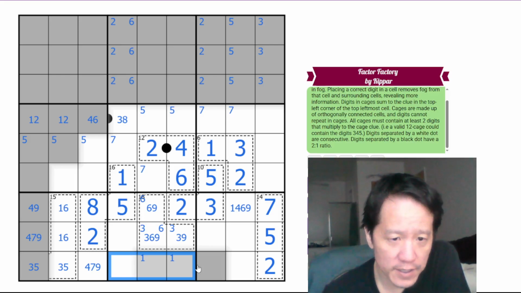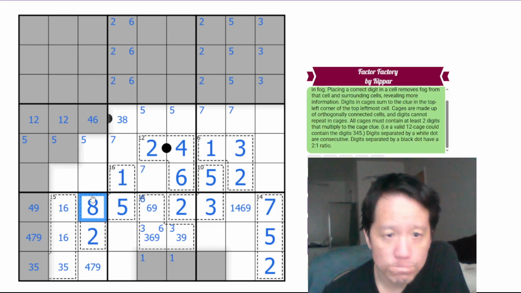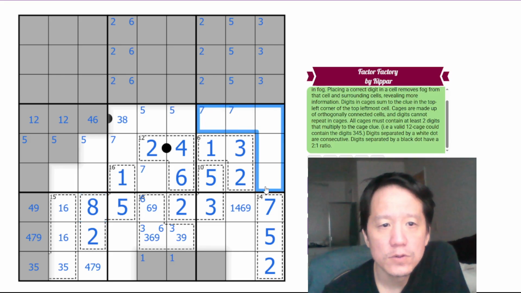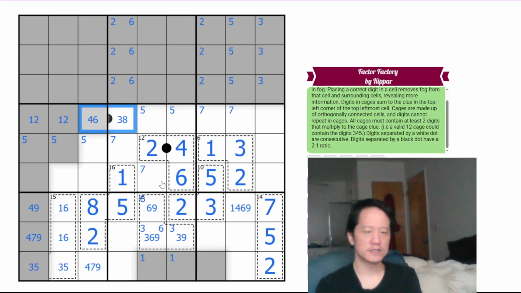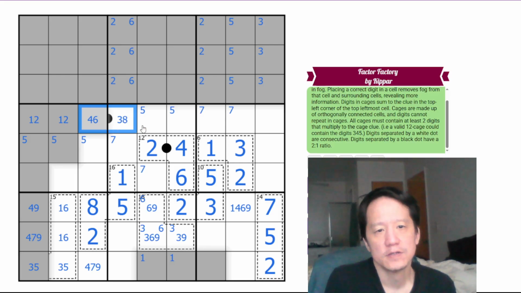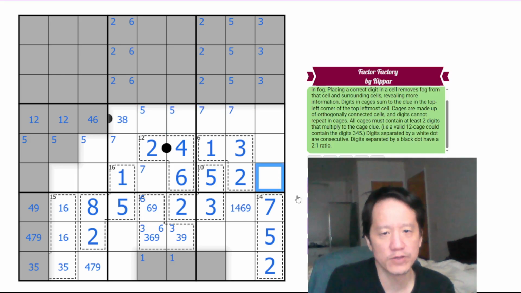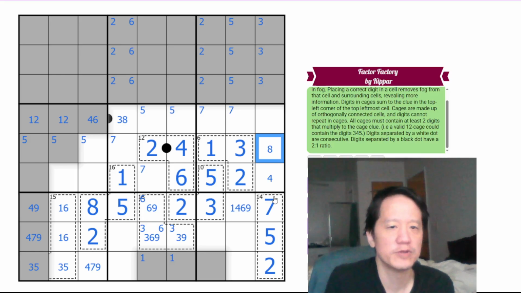Does that tell us anything? Not particularly. If this is a 4-8 pair, oh, that's interesting. Does that tell us anything there, really? If this is a 4-8 pair here, therefore 4 and 8 cannot be in the rest of the row. Where would the 4 and the 8 be? 4 would have to be here, 8 would have to be here.